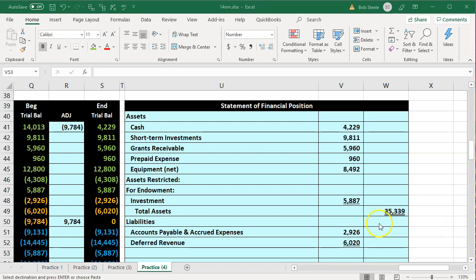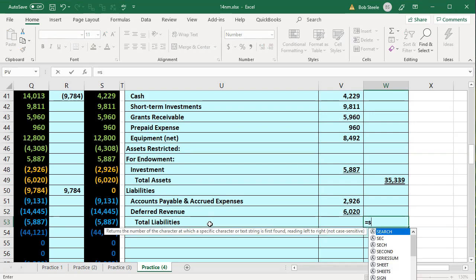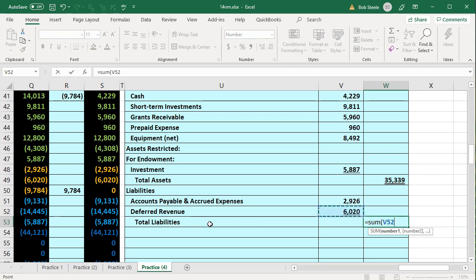We're going to sum that up to give us the total liabilities. And we're going to use our trusty sum function in cell W53, equals the trusty sum, picking up those two numbers. And that gives us our total of 8,946.